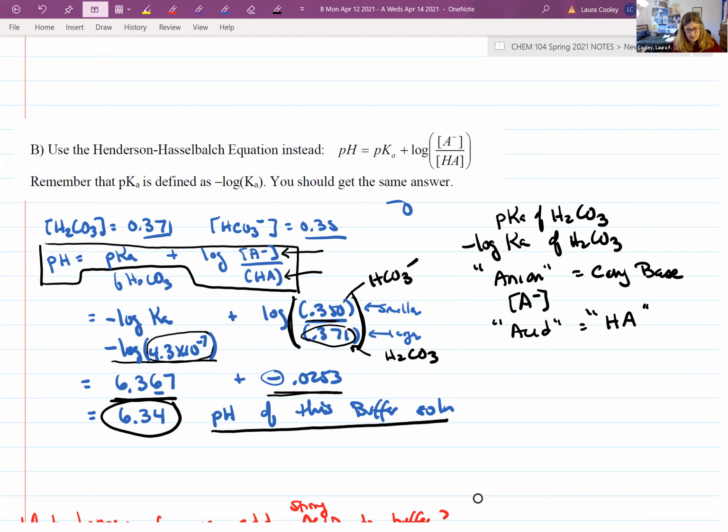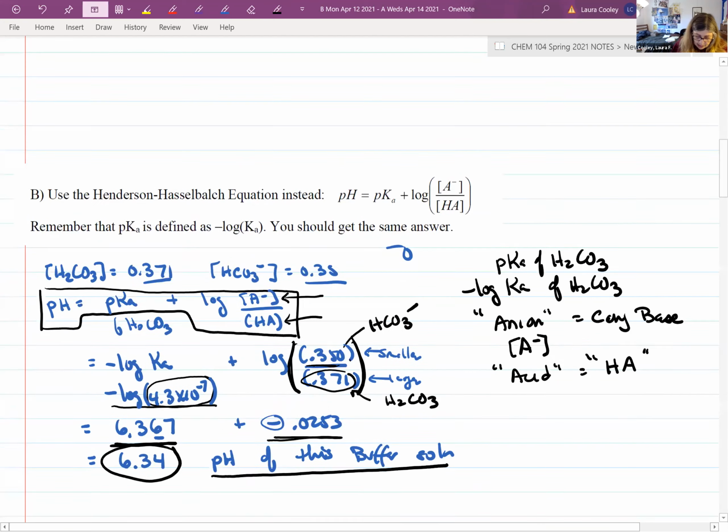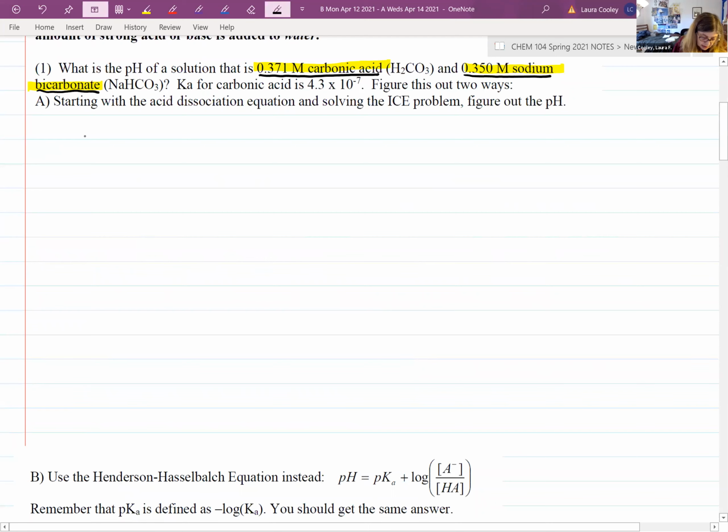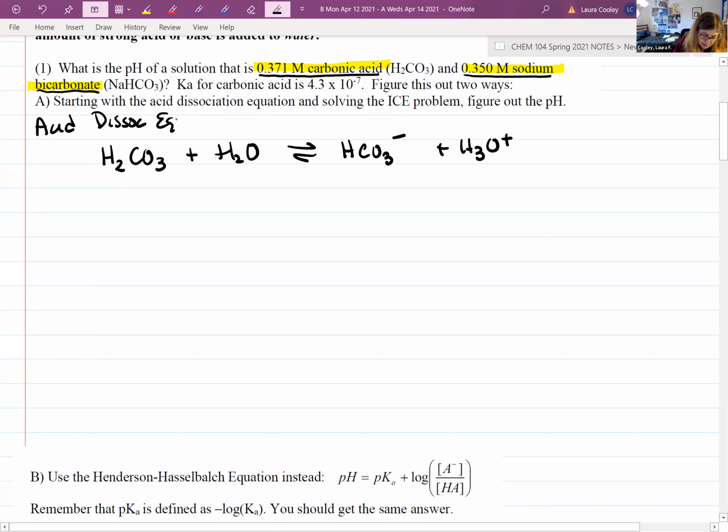Now, there would have been nothing wrong with doing the problem in the old-fashioned way, which is using an ICE setup. I went over that last time, but I think it's a little harder. That's why I recommend the other way in the first place. But you could have done it this way, and you will get exactly the same answer. So you would write the acid dissociation equilibrium. You would start out by putting your initial concentrations. And of course you don't worry about the water.